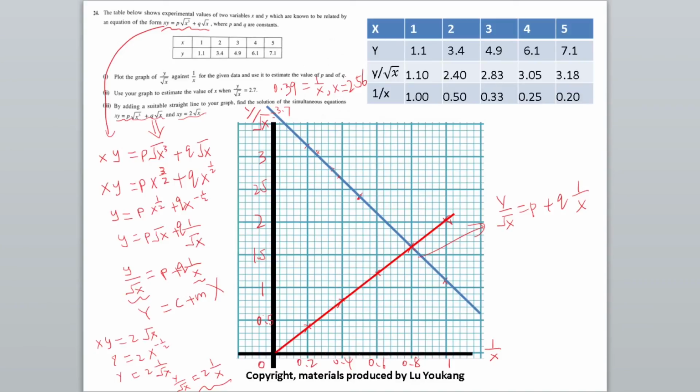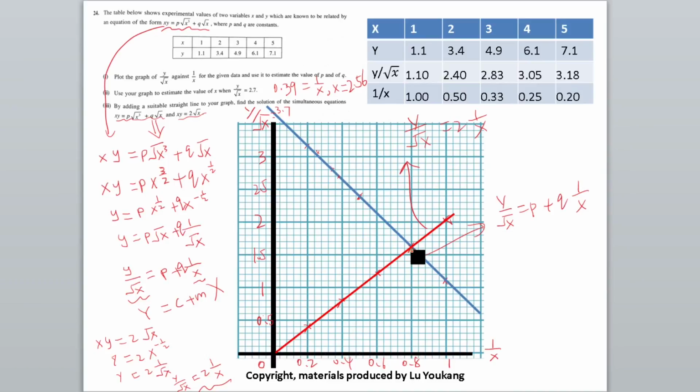And after drawing a line, you should label this line. It's always a good habit to label all your lines. If you don't label it, you get penalized. If you label it, definitely you won't get penalized.